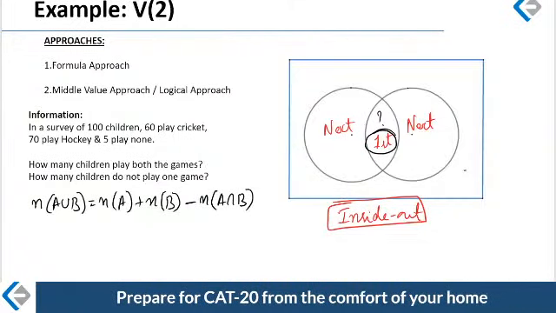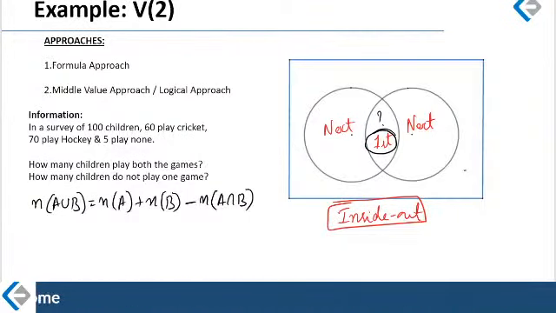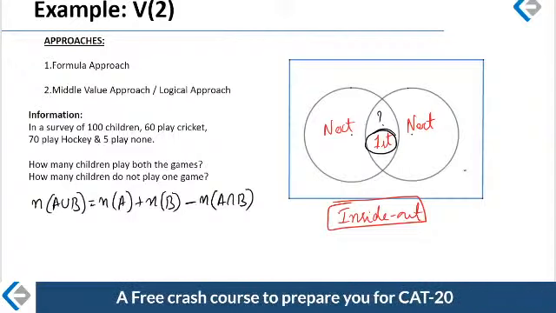Similarly, you would have learned for three sets as well: A union B, and likewise the number of elements in A union B union C. I'm sure all of you would have learned that as well. I'm not denying that. I'm just telling you, this is one of the statements your teacher would have made.